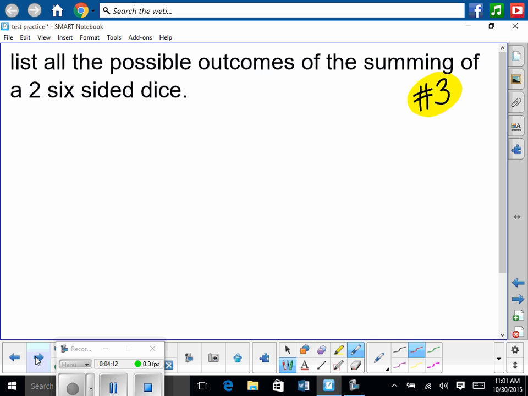Okay, so it says, list all the possible outcomes of the summing of 2 6-sided dice. Now, summing means we're adding up. So outcomes is if we take 2 dice and roll them and then add up what we get. So let's list all the possibilities here.